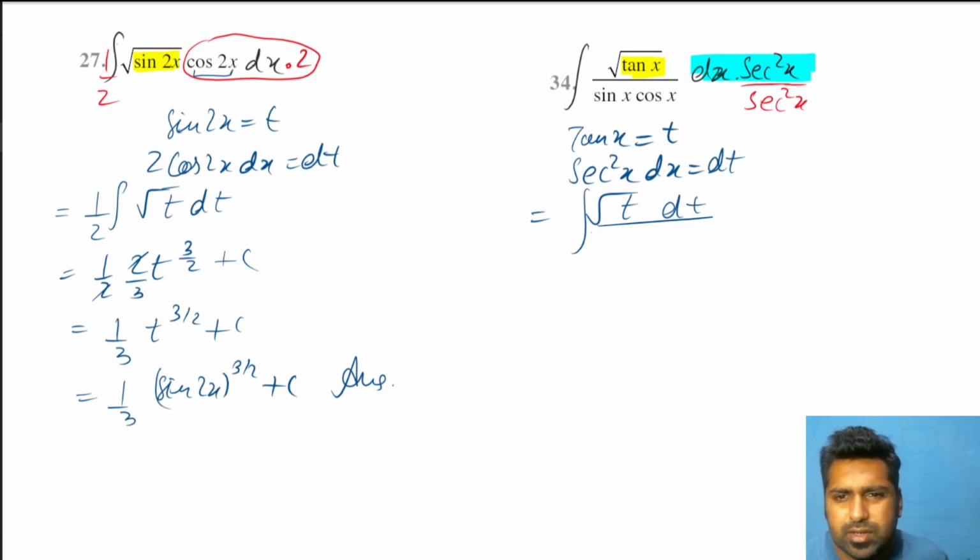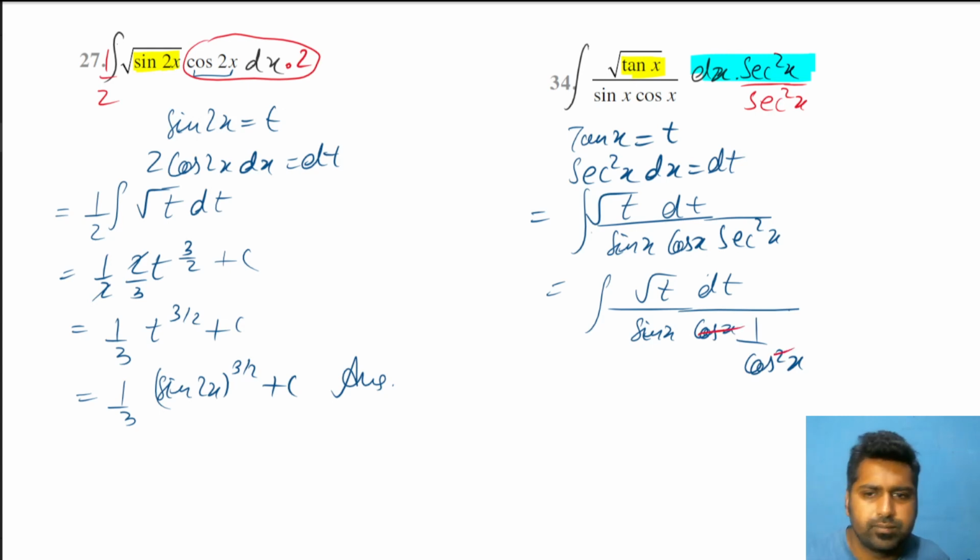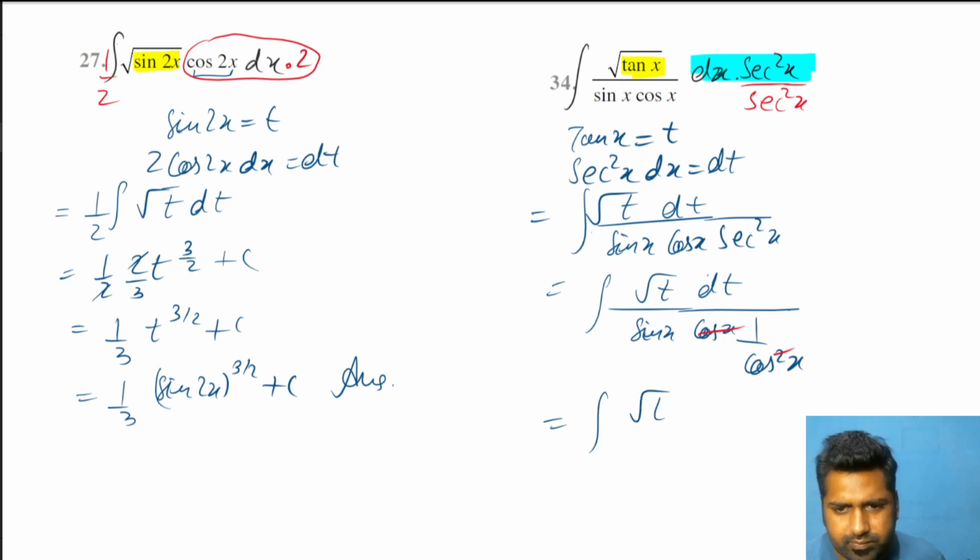So this thing, sec square, becomes dt. Okay. But still you have terms sine x, cos x and sec square x. So we have to get that also in terms of t. So what is sec square? Basically 1 by cos square. So integration root t dt. This is sine x, cos x, 1 by cos square x. We can cancel this cos with 1 cos. And what is sine by cos effectively? Sine by cos is tan x. And what was actually tan x? T. So root t by t dt.